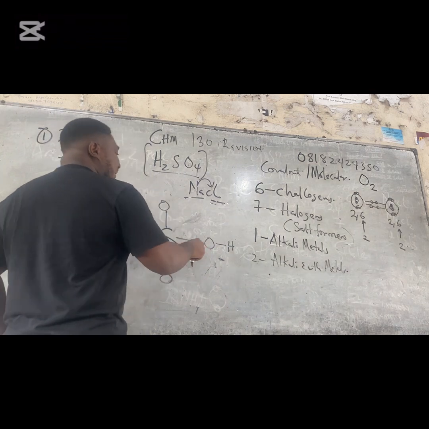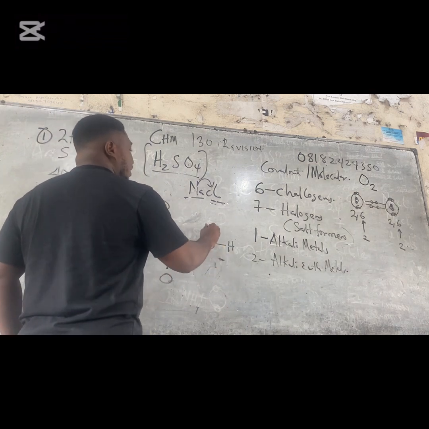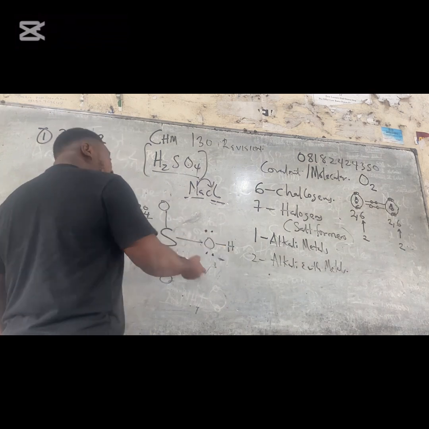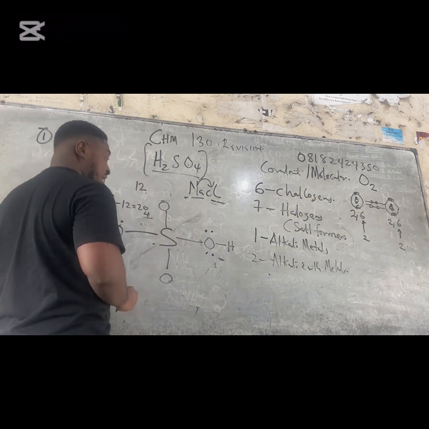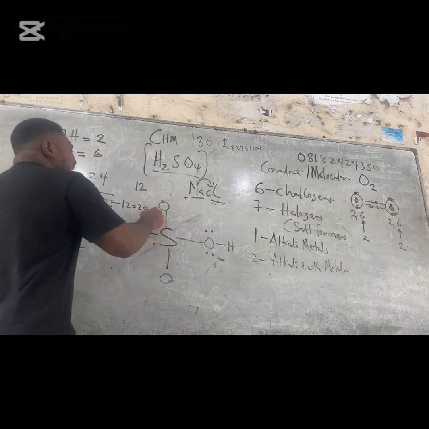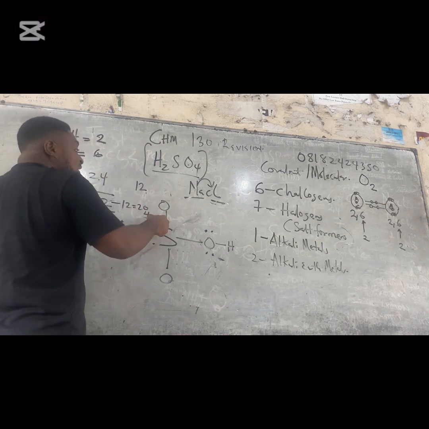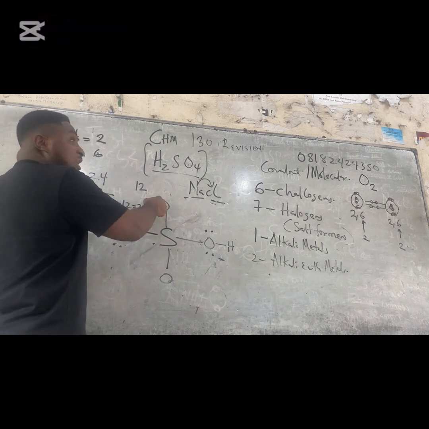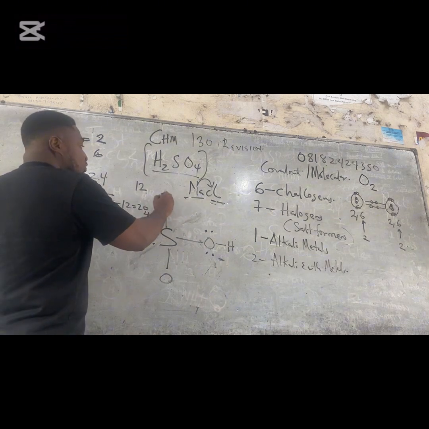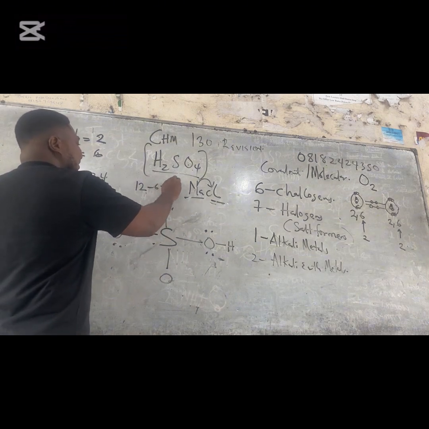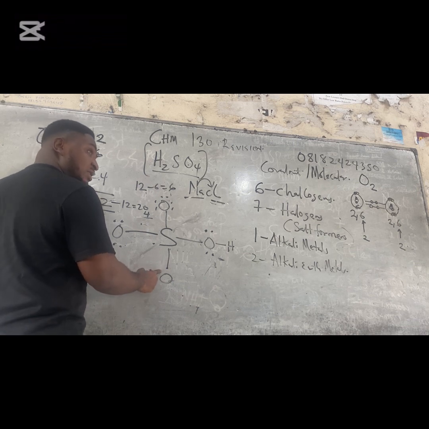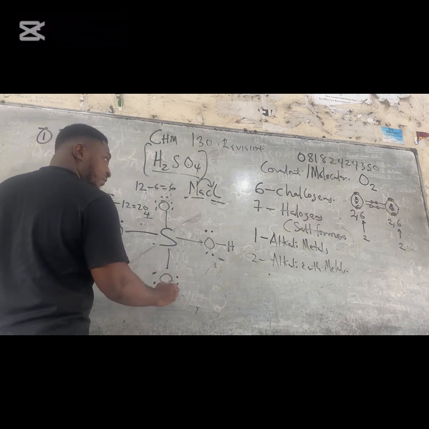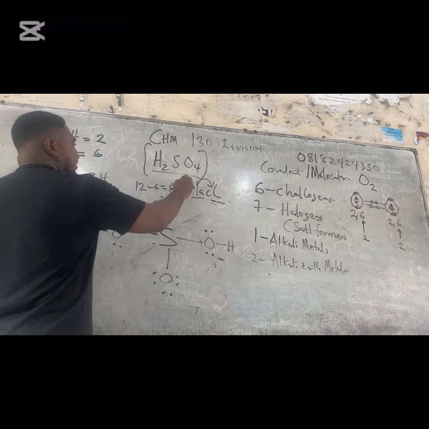Now, this one, how many electrons does it have? 2 plus 2, 4. How many does it need to make 8? 4. Where are you getting the 4 from? 16 minus 4 is 12. 12 is remaining, right? This oxygen, how many electrons does it have now? 2, because this bond is giving it 2. How many does it need to make 8? 6. 12 minus 6 is 6. How many does this one have now? 2. How many does it need to make 8? 6. 6 minus 6 is 0.